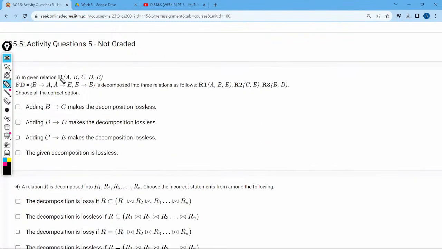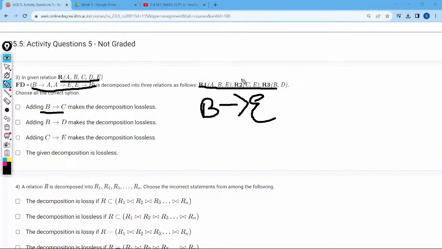Let's move forward. In the given relation, the following functional dependencies, when they are decomposed, let's check. Okay, choose the correct one. So over here, B→C would make the decomposition lossless. I don't think that would be the case, because let's see in R1. B could reach E from R1, and from R2, E itself could reach C. Okay, that is a possibility. So this is wrong.